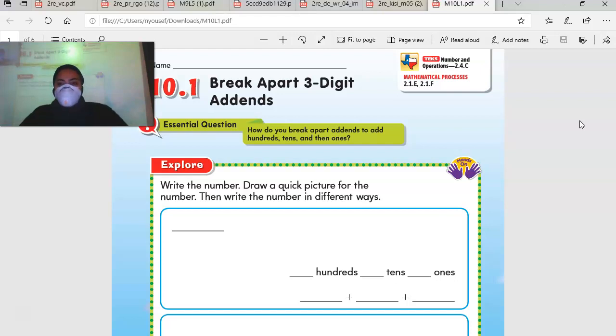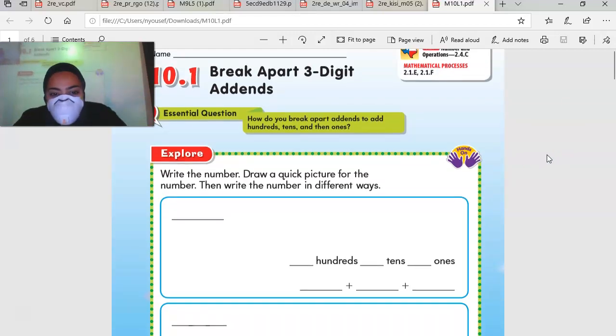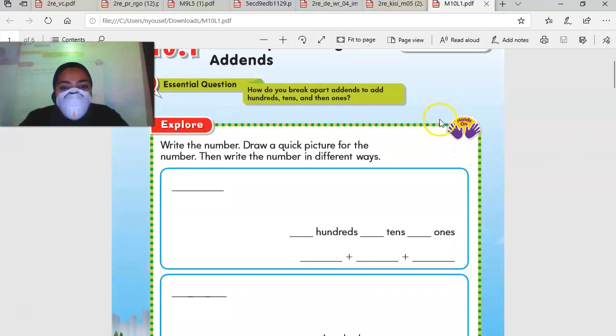So this unit is going to be easier than the last unit, or at least in my opinion it is. Let's see. How do you break apart addends to add hundreds, tens, and then ones? Write the number, draw a quick picture for the number, then write the number in different ways. So when we write numbers in different ways, we've learned how to write it with pictures. That's with the ones, tens, and hundreds blocks. We've learned how to write it in expanded form, stretching the number apart, right? And basically in standard form, the way the number looks.